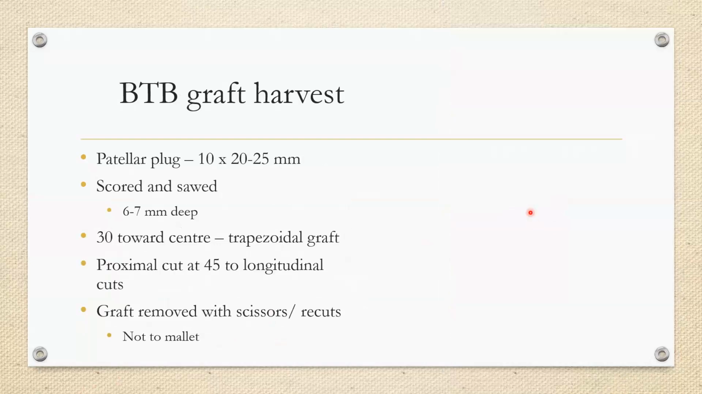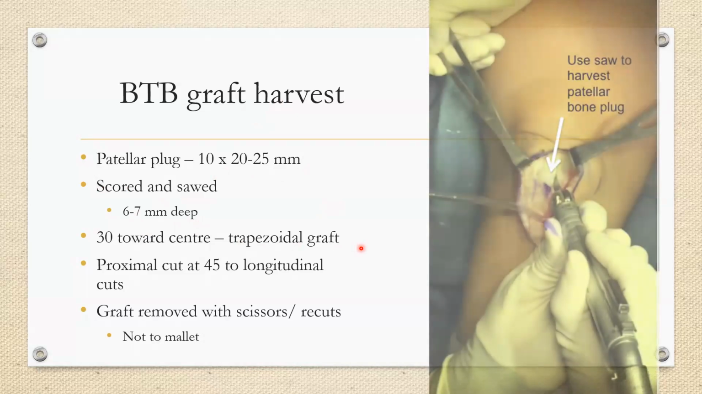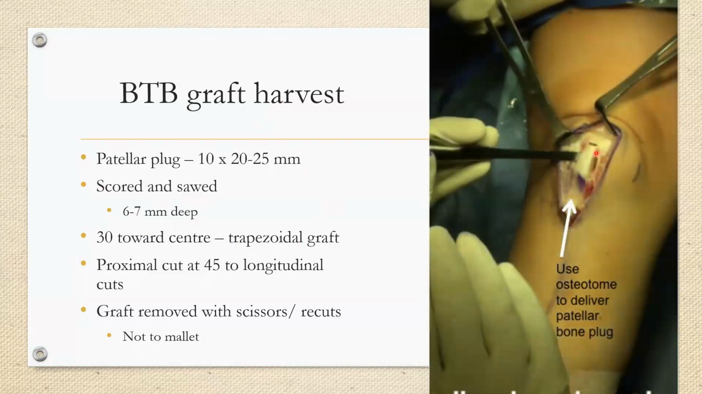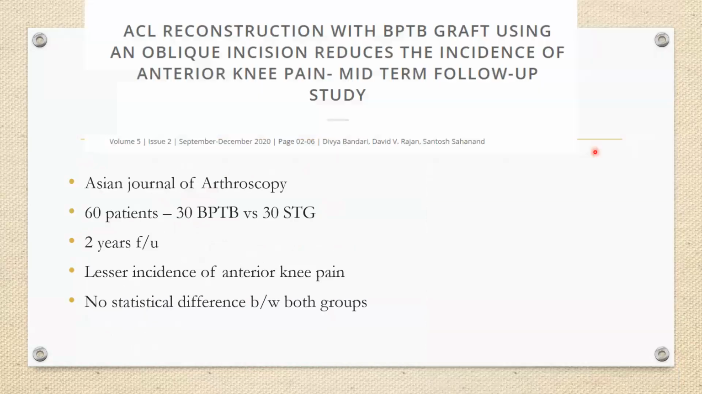Then, for the patellar graft, as we move proximally, the ideal patellar plug we aim for is a 10 by 20 to 25 mm plug. Again, it is scored with the osteotome and then sawed. Go only 6 to 7 mm deep so as to avoid the articular cartilage. It is directed about 30 degrees towards the center to harvest a trapezoidal graft. Again, the proximal cut should be at 45 degrees to avoid a stress riser. It is advisable not to mallet, just remove with the osteotome or, if necessary, make recuts. As you can see, once the cuts are made, the patellar plug is being delivered using an osteotome.